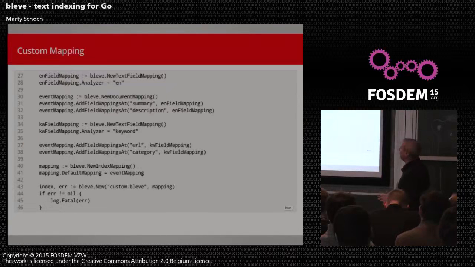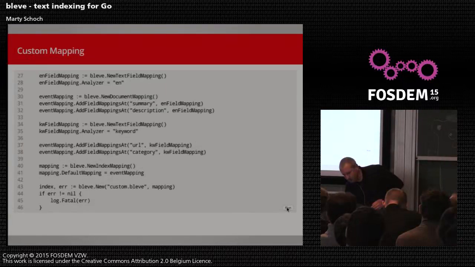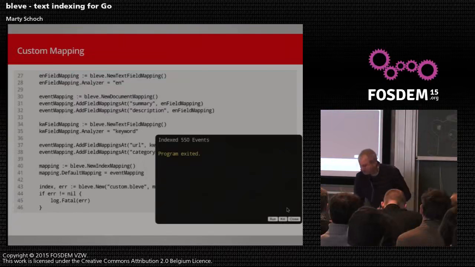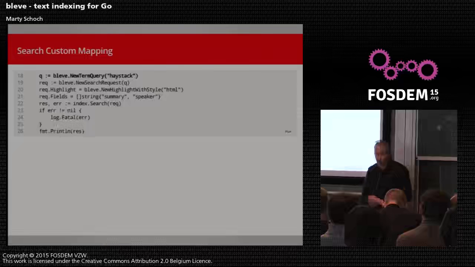And then on lines 31 and 32, I'm saying, okay, for these particular fields, I want to use that mapping. Again, we won't look at the rest of the lines, which are making a couple other tweaks to the mapping. But if we go ahead and run this, it is going to essentially reindex all the 550 data events and produce a new index using this updated mapping. All of that's in a file named custom.bleve, so all the subsequent examples are going to switch to that now.